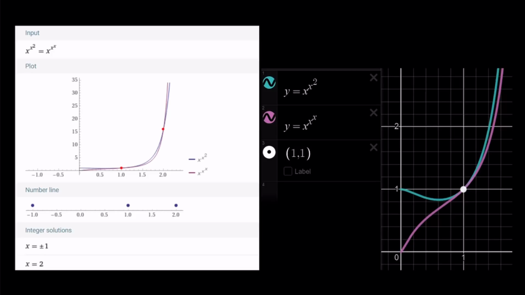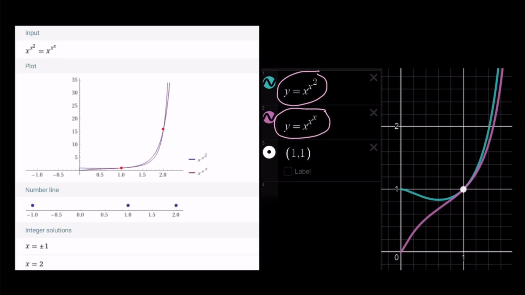So if you go ahead and differentiate both of these functions and evaluate the slope of the tangent line at 1, 1, you'll notice that it is the same tangent line. So that means these curves are tangent. So 1 is definitely a valid solution. What about x equals 2?